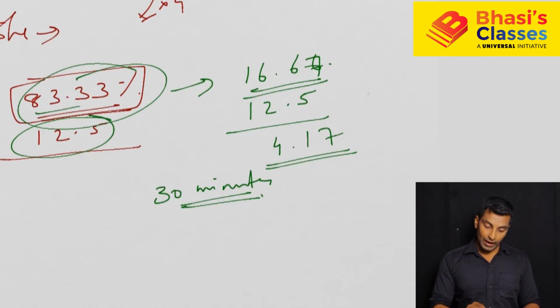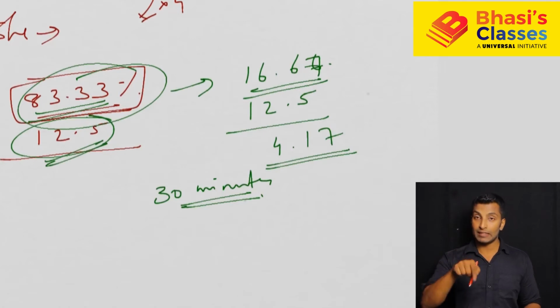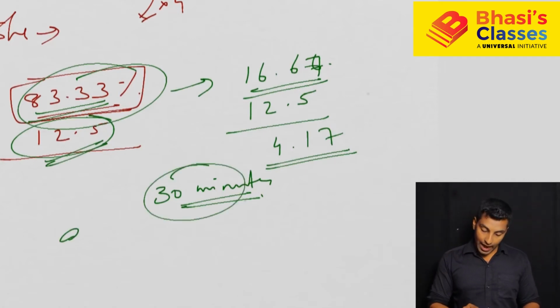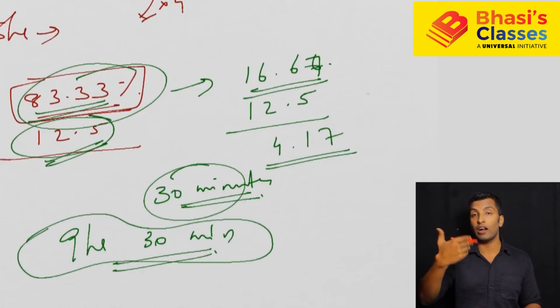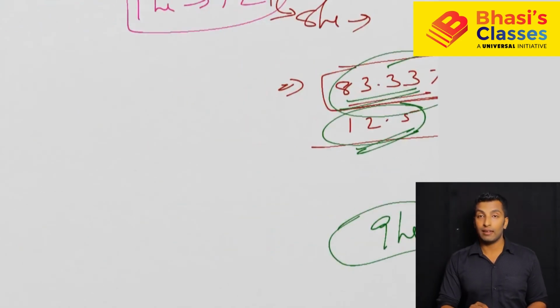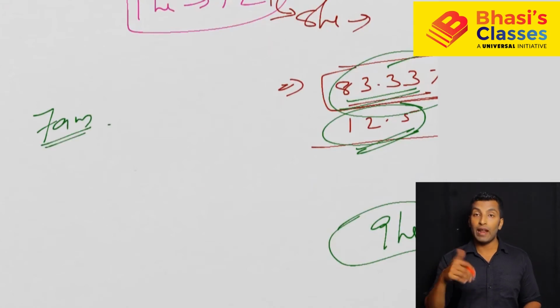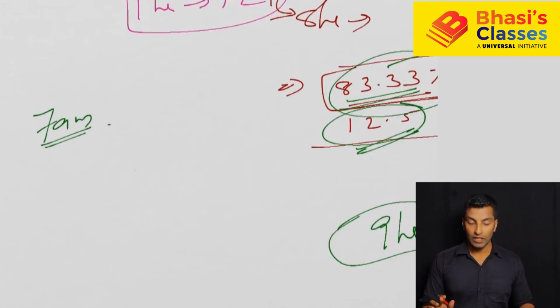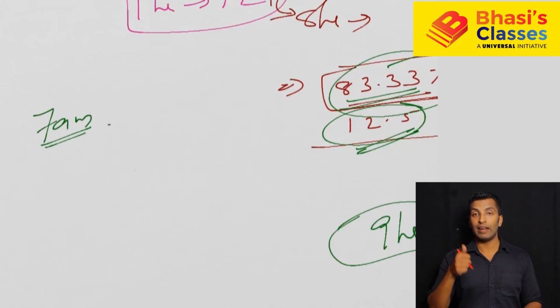Okay, because to fill 83.33%, 8 hours, then 12.5 means 9 hours, then 30 minutes. So 9 hours 30 minutes is the time taken to fill the tank if they are working alternately starting from P1. Now they can tell you that the pipe was opened at 7 a.m. and ask by what time it will be filled. So you need to calculate 9 hours 30 minutes from here: 7, 10, 11, 12, like that. I hope this is clear for all of you.